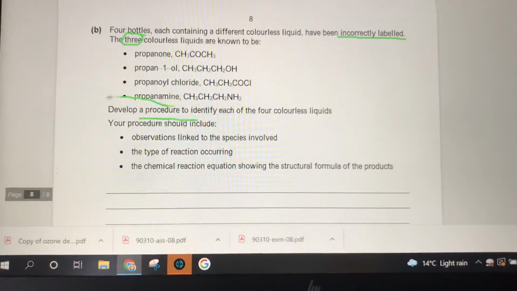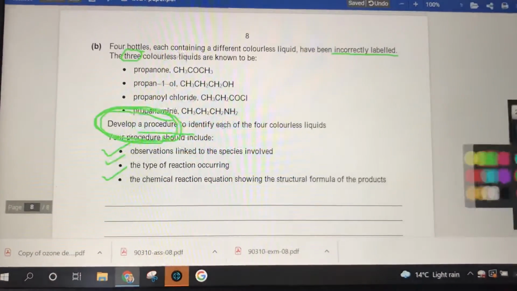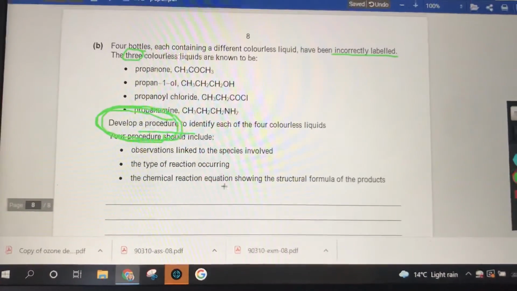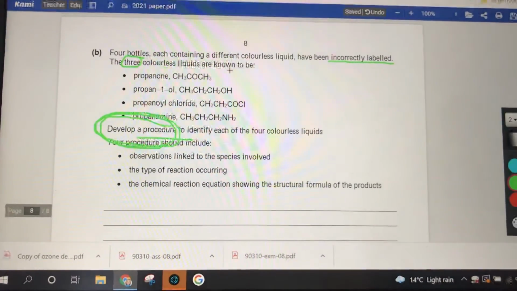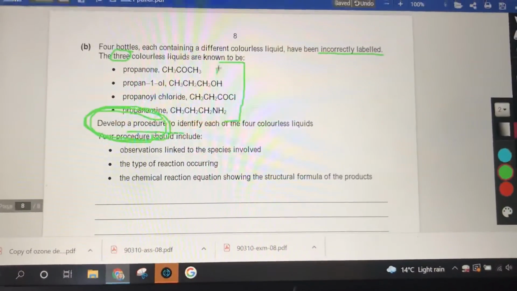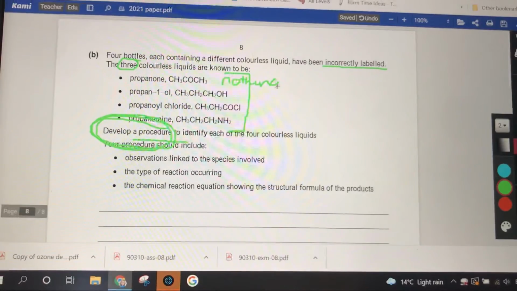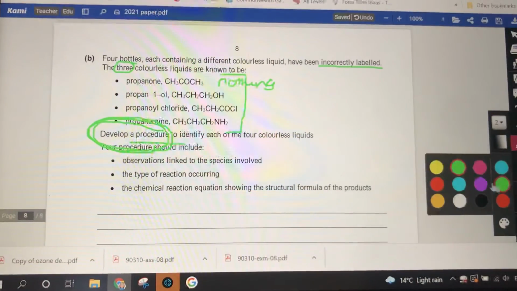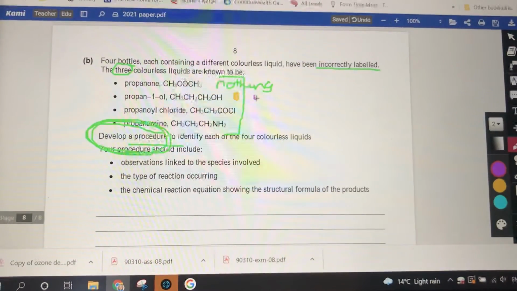So I always like to develop the procedure separately and then go back and do all these bits and pieces here. So that's what we're going to do right now. So what we need to do with our procedure is we need to figure out some reagents that will have different observations for these. So ketone, nothing. Ketones react with nothing. Alcohols, we know they can be oxidized, and oxidants have color changes. So we're looking at dichromate, which is going to be orange to green. We're looking at permanganate, which is going to be purple to colorless.